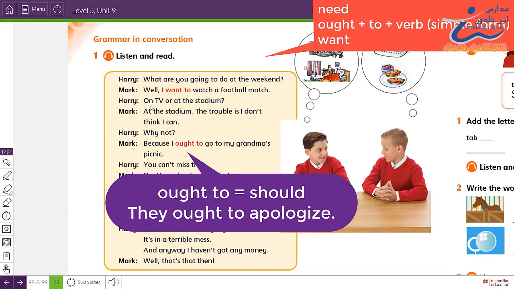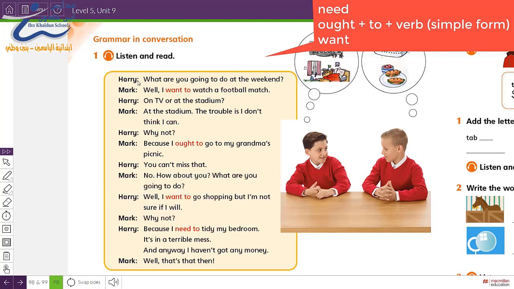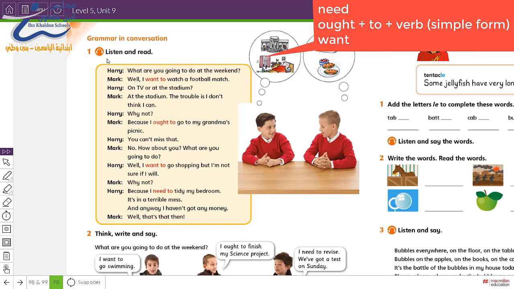Let's move to ought to. Ought to is a semi-modal verb, similar to should, but it's stronger than should and less strong than must. It's in between should and must. Okay, I'd like you now to listen to this dialogue, this conversation between Harry and Mark, and pay attention to want to, ought to, need to. They are all followed by a clean verb, a verb without any additions. You see, watch, go, tidy. Okay, listen.